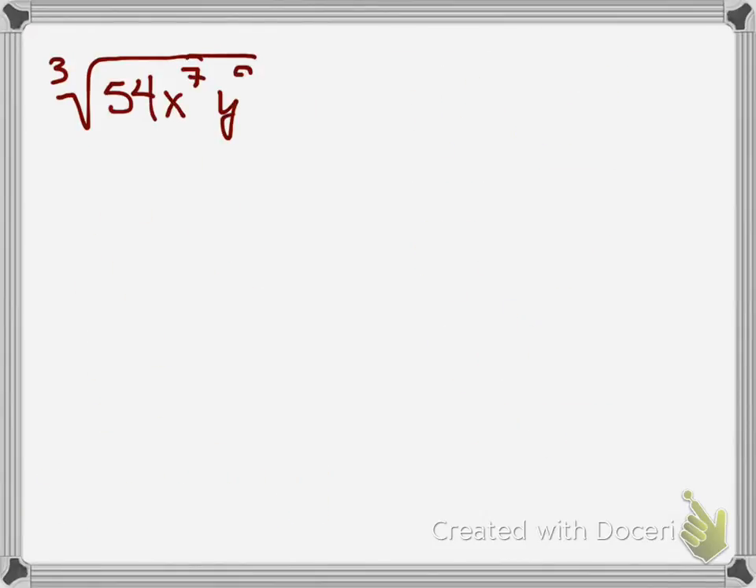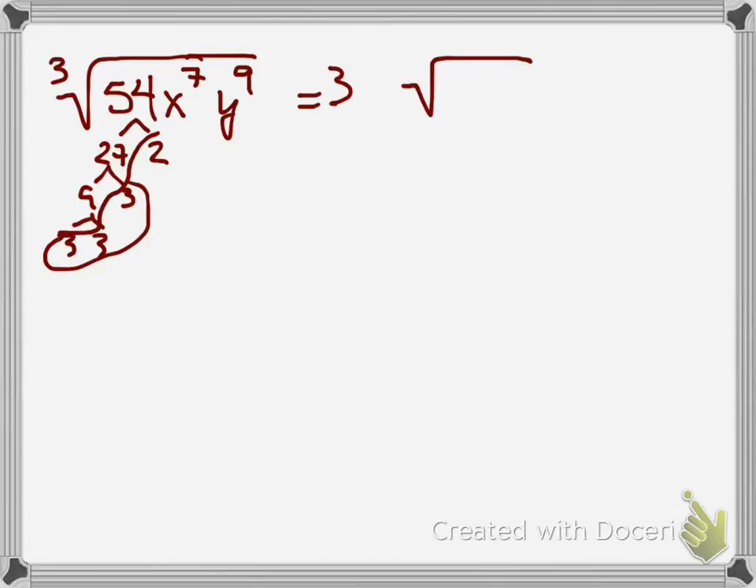54, x to the 7th, y to the 9th. Okay? Well, 54 is 27 times 2, and I'm just going to stop there. The cube root of 27 is 3. So that means I'm going to have a 3 on the outside. I mean, the factor tree gets continued, but you can see a 3 on the outside with a 2 left on the inside.